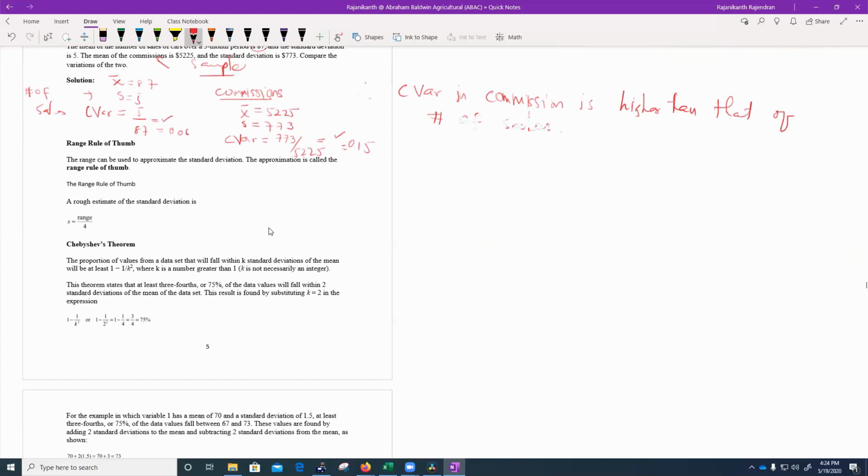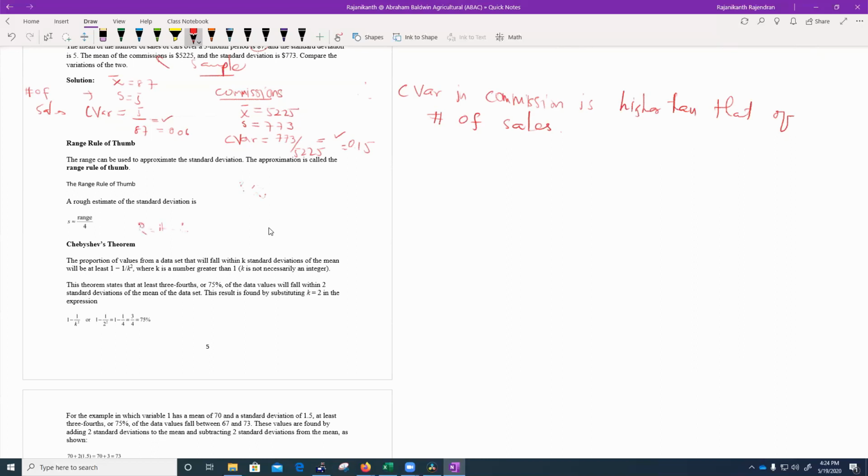This is just an approximation. You could approximate your sample standard deviation by looking at only the range, right? So what are they telling? They are telling that you could estimate, you could round up, you could guess your sample standard deviation if you know the range. Range means what? You know the range is given by H minus L, the highest value minus the lowest value of the data set.